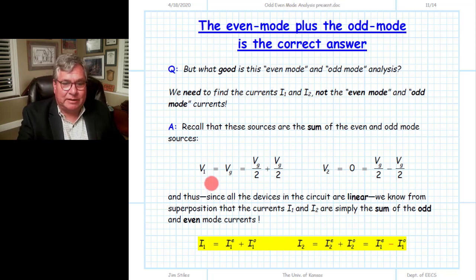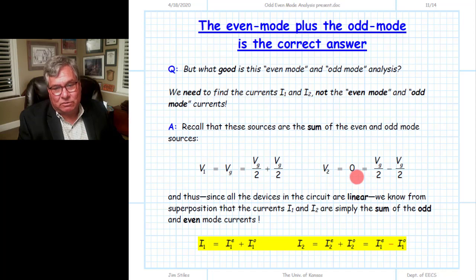So for example, we can say what is the voltage at port 1? We simply add our 2 voltage sources together, the one for even mode and one for odd mode, and of course that gives us Vg, which was our original voltage source. Likewise, for the voltage at port 2, once again we add the 2 voltage sources together, apply the superposition of those 2 solutions, and V2 is equal to 0, which is what we needed it to be because we are putting a short circuit on that second port, on port 2, to get the correct answer for our trans admittance parameters.